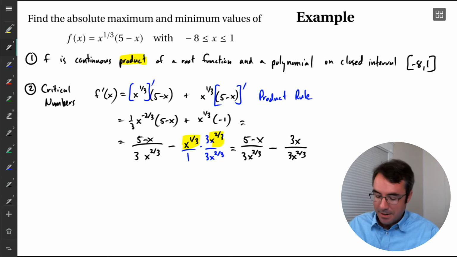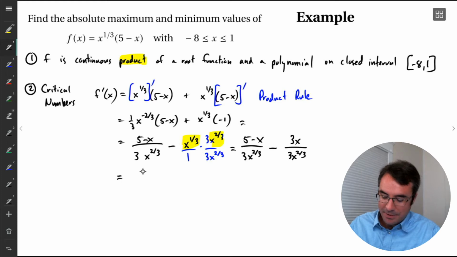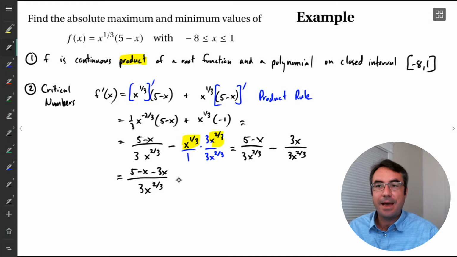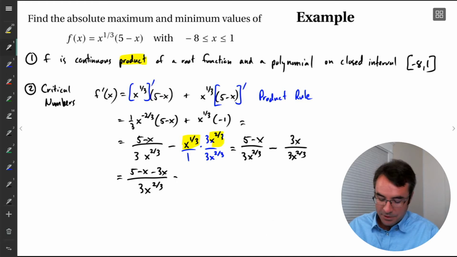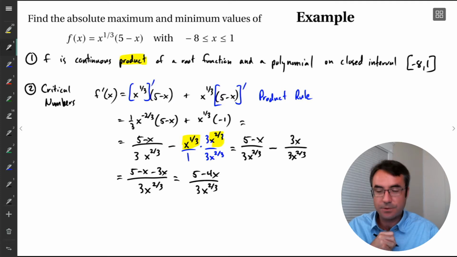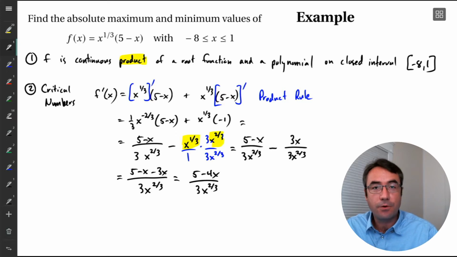Okay. Now we have the same denominator, so we can actually combine these now into one single fraction. So 5 minus x minus 3x all over 3x raised to the 2/3 power. And if we clean that up just a little bit more, we get 5 minus 4x over 3x raised to the 2/3 power. And that's a nice form for our derivative to work with.